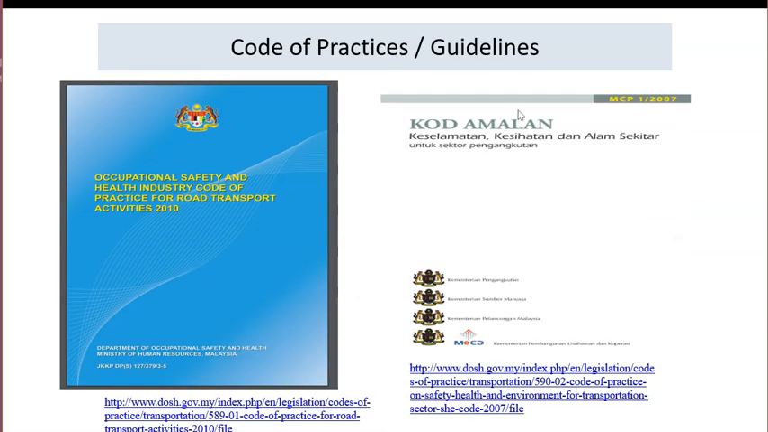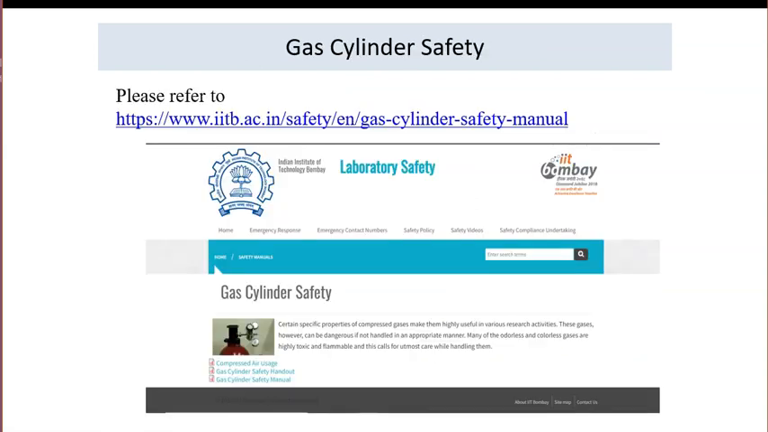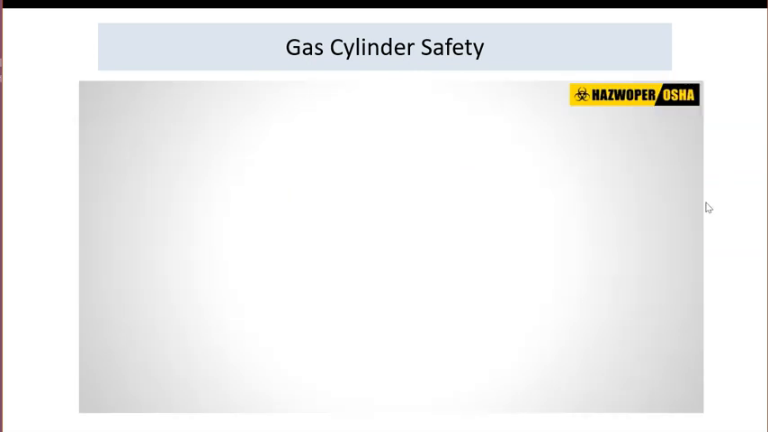And these are the code of practice and guideline produced by DOSH, the Occupational Safety and Health Industry Code of Practice for Road Transportation Activities 2010. And now we look at gas cylinder safety, and let's watch the video on gas cylinder safety.